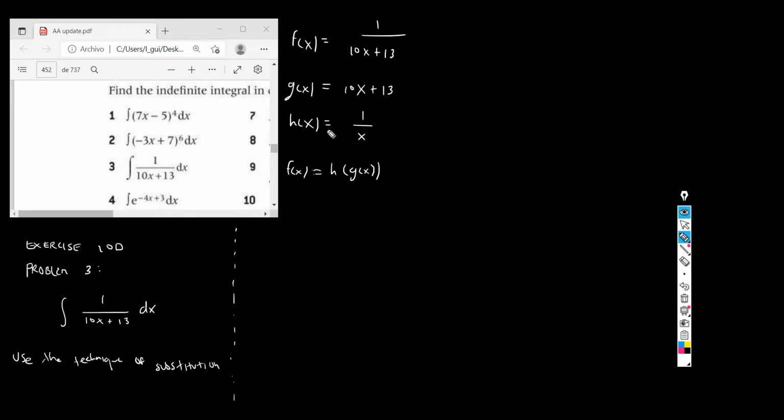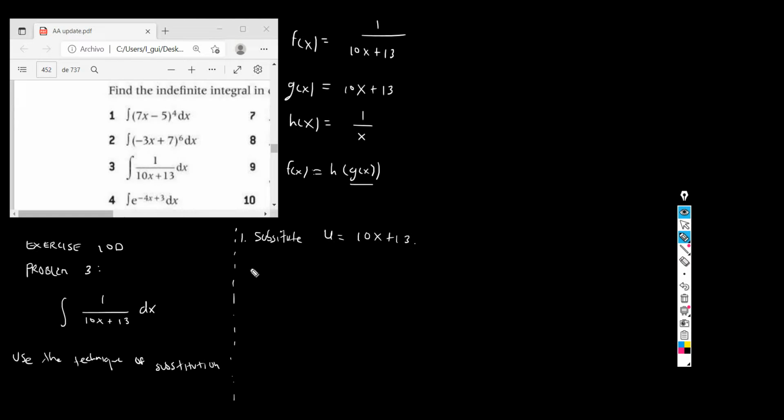What you need to do is the following. You have to consider only the internal function. This is the internal function, right? The internal one. And basically substitute that function g, which is 10x plus 13, and make the substitution like this. I need you to label this expression as u. You're gonna call it u. That's it. That's the first thing.